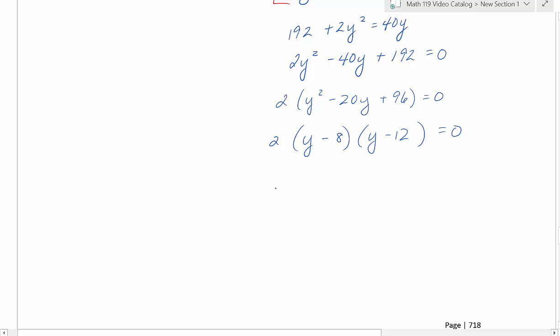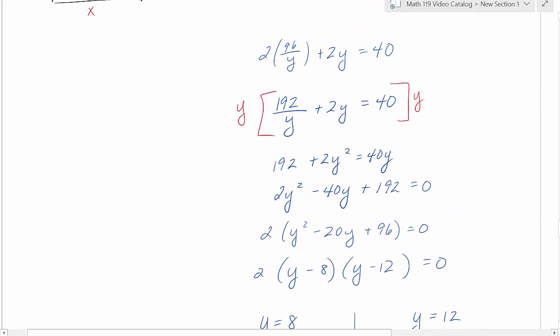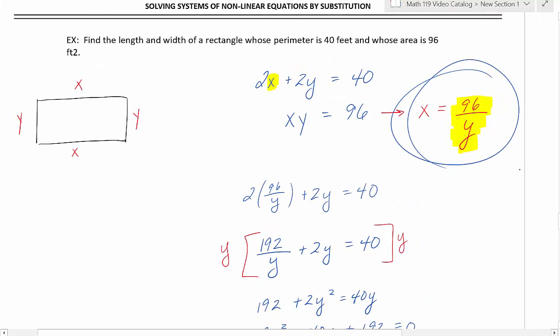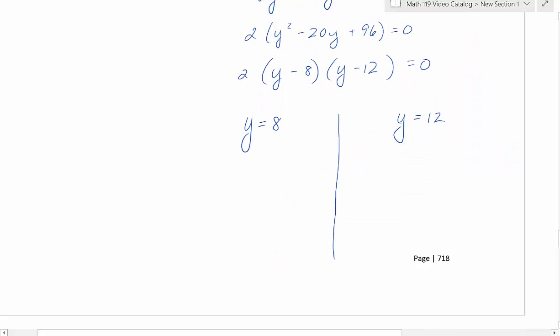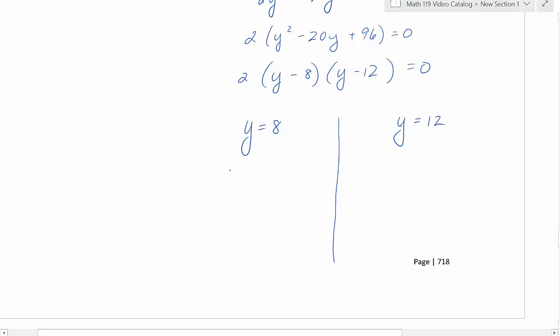We're getting two solutions again. Y equals 8, y equals 12. And now we will plug each of these solutions into one of the original equations. But again, I would do the modified version because it'll just spit out the answer for x. So we'll plug our y values in, each one of them, into this equation and get our corresponding x values. X is going to be equal to 96 over 8, giving us x is equal to 12.